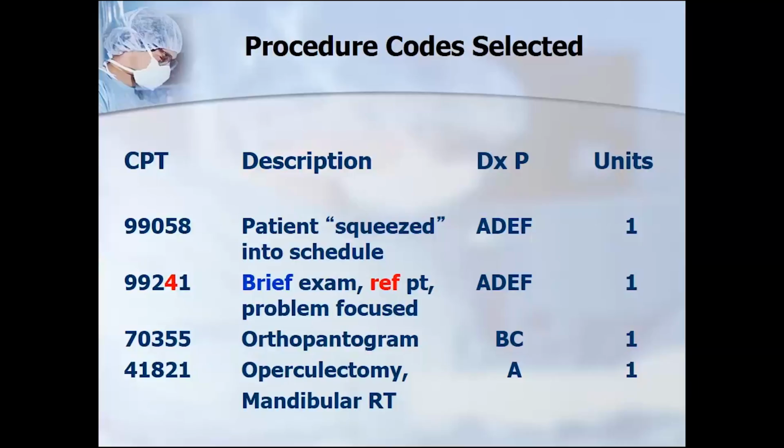So we've listed our diagnostic procedures first. Exam, radiograph. Then we go to the surgical procedure. The surgical procedure is the operculectomy, and that relates to diagnosis A, the aggressive pericoronitis.